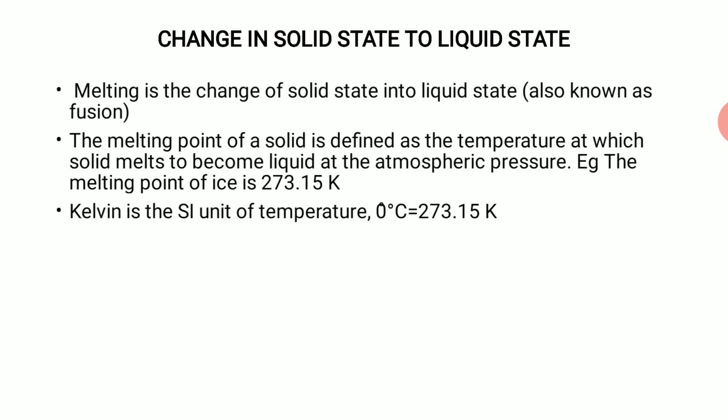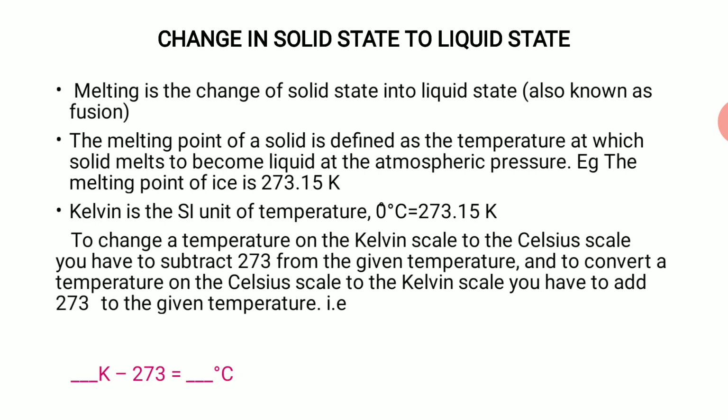While measuring the temperature, we use the Kelvin scale instead of degrees Celsius because Kelvin is taken as the standard unit for measuring temperature. In order to convert Kelvin to degrees Celsius, we should subtract 273 from the Kelvin temperature, and in order to convert degrees Celsius to Kelvin, we should add 273 to the degrees Celsius.